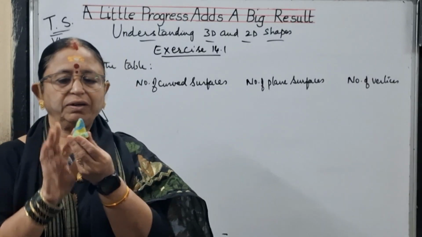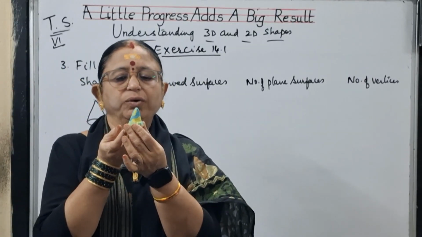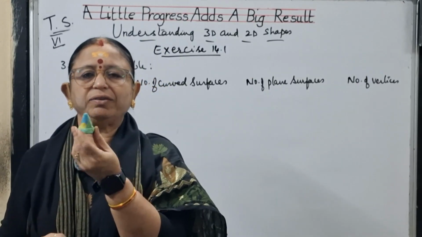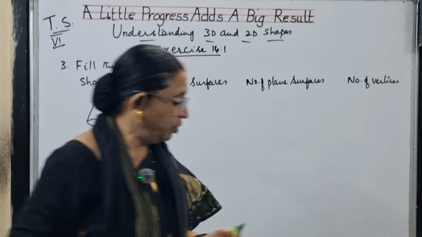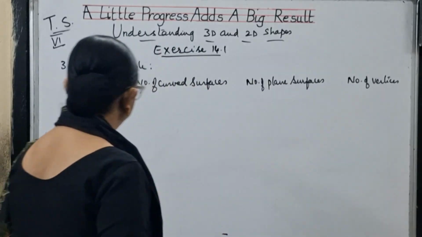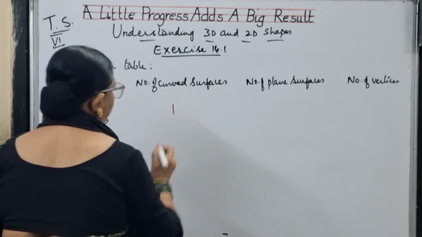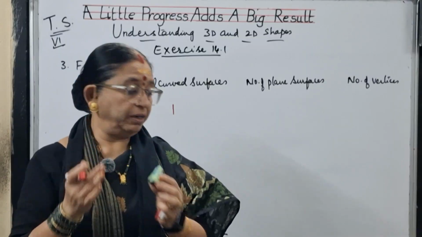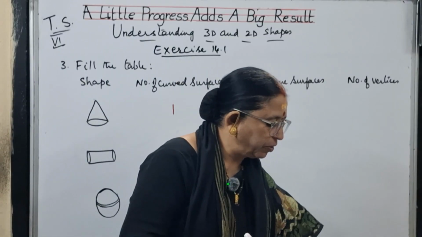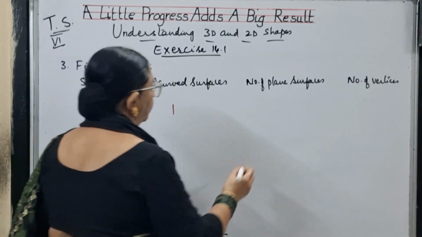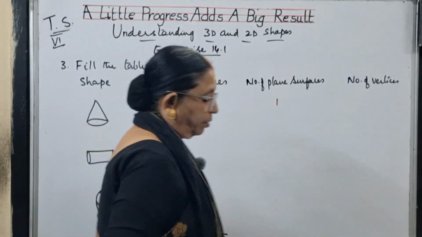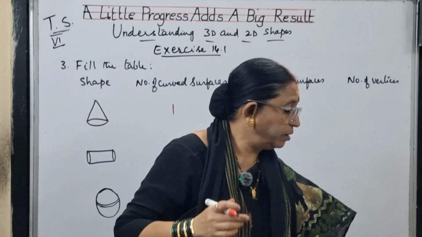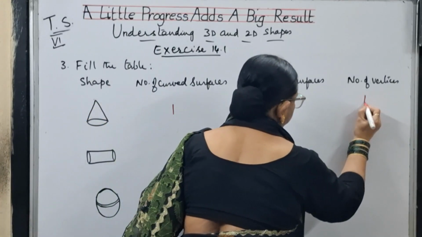Curved surface means what, children? This whole surface. This is a cone shape. So in this, curved surface means this whole curved surface. How many curved surfaces is it having? It is having only one curved surface. So here the answer is 1. And the number of plane surfaces. Plane surface, the bottom circle. Circle is plane. So we will call it 1. We have only one plane surface. And the number of vertices. What is a vertex? This one is called a vertex. So it has got only one vertex.